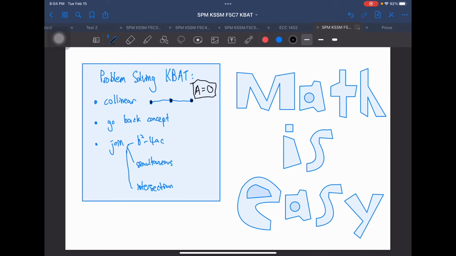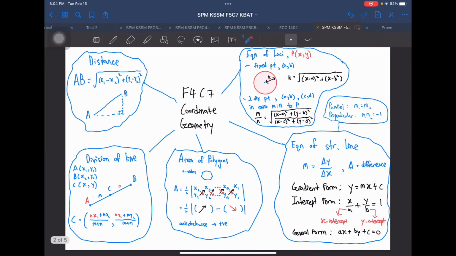The next important thing is the go-back concept. This is applicable for all chapters, where your teacher might teach you how to get from A to B, but the question might want you to go from B to A. For example, here you are taught that if you are given these 3 points, and they are in a ratio of m and n, you can find the x and y coordinates of C.